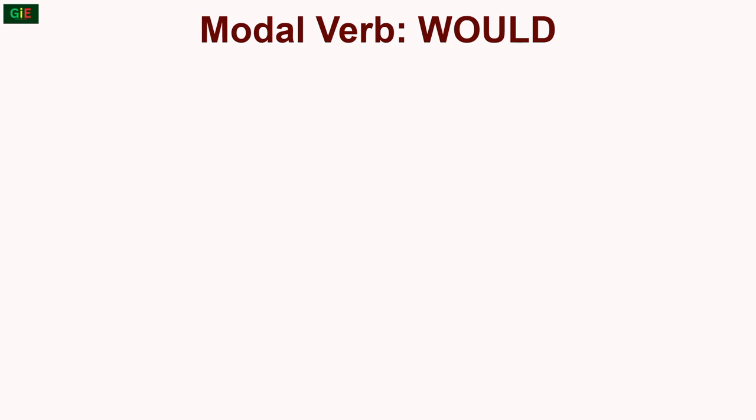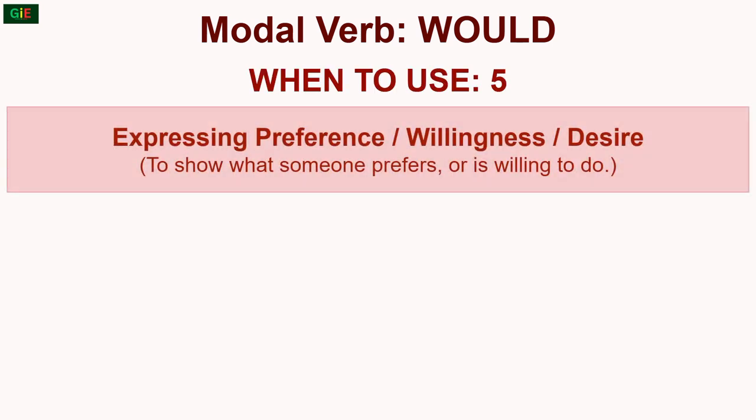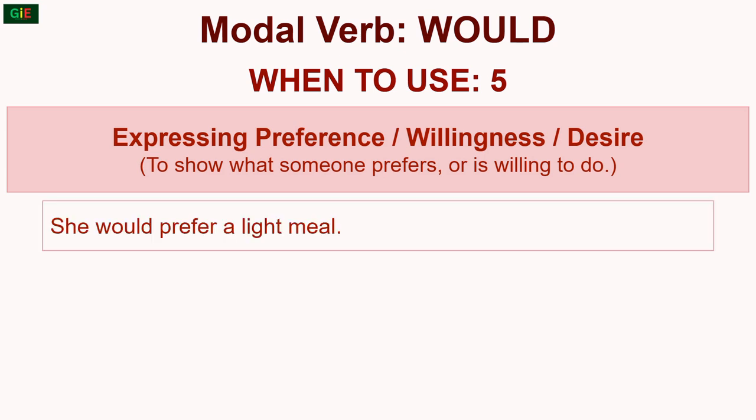Modal verb would. When to use. Expressing preference, willingness, desire. To show what someone prefers or is willing to do. She would prefer a light meal.